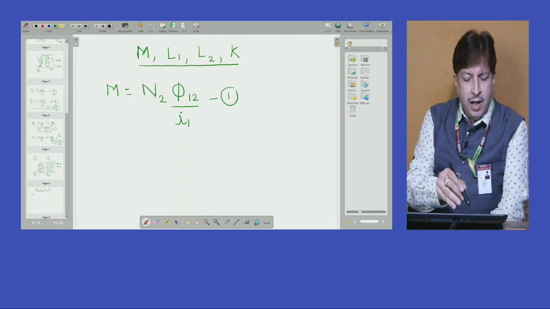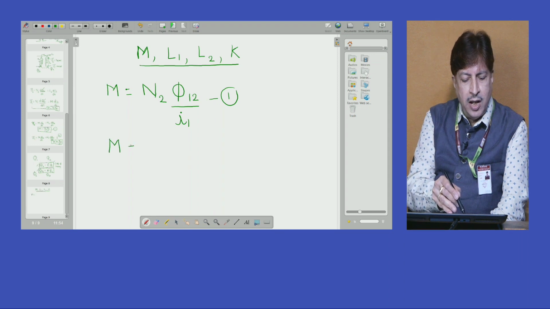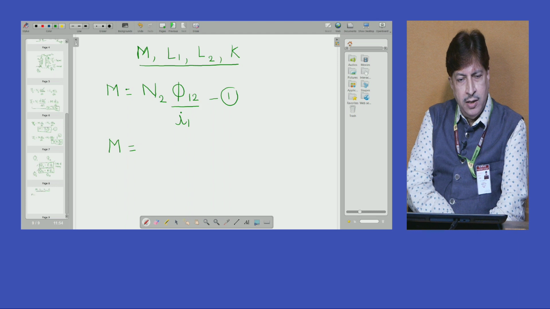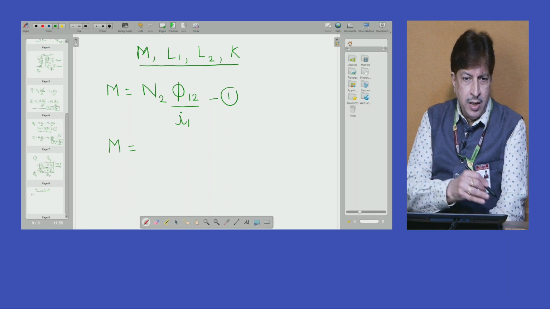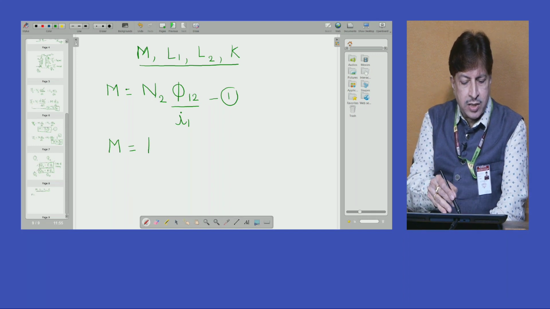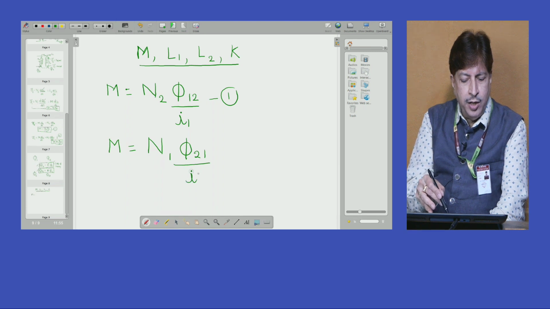Similarly, when coil number 2 is considered as the main coil and coil number 1 is considered as the coil in which mutual EMF is there, we already discussed that M can be written as N1 phi 21 by I2.